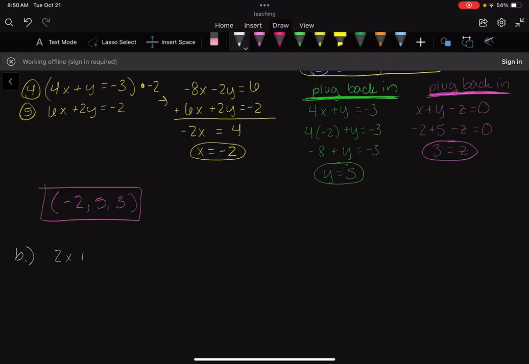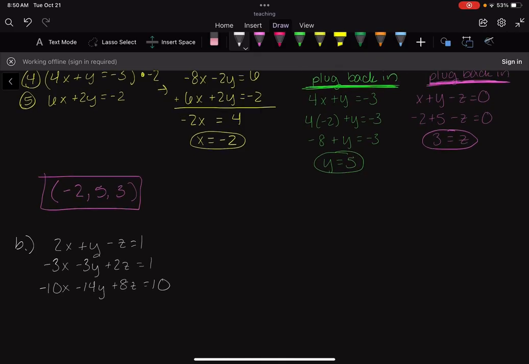So this one says 2x plus y minus z equals 1, negative 3x minus 3y plus 2z equals 1, negative 10x minus 14y plus 8z is equal to 10. So for this one, we're going to basically take the same approach. We're going to go ahead and try to cancel out a certain variable and go from there.